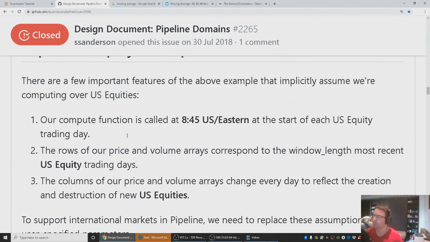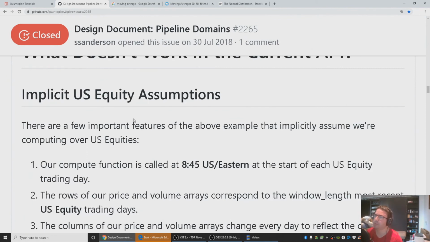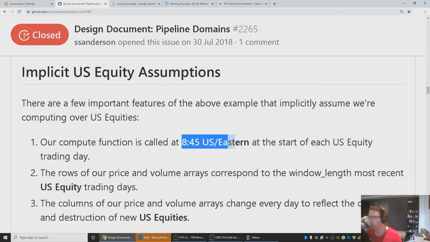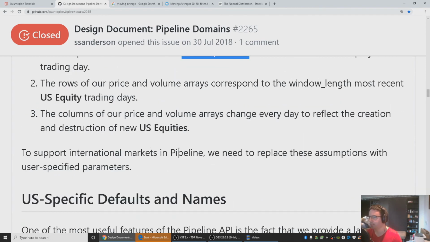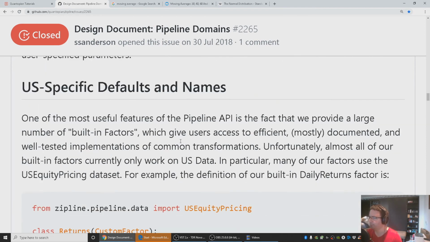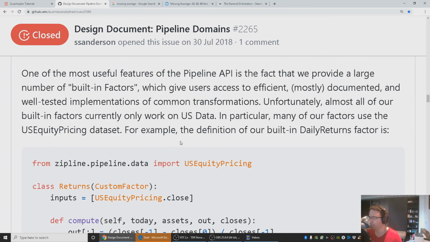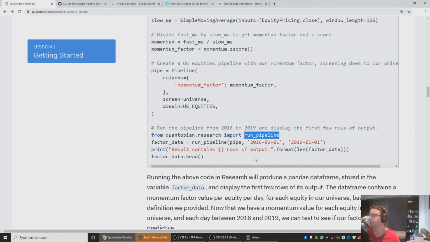We're hardcore. Okay, so in the past, they didn't have this domain thing. What they assumed was you were only interested in US equities. All the calculations are done assuming market hours and holidays for the US. So if you're doing moving averages, you need to skip holidays. So in the past, they only supported US, but now the domain argument lets you specify other things, like Japan or something. So there's a run pipeline function.